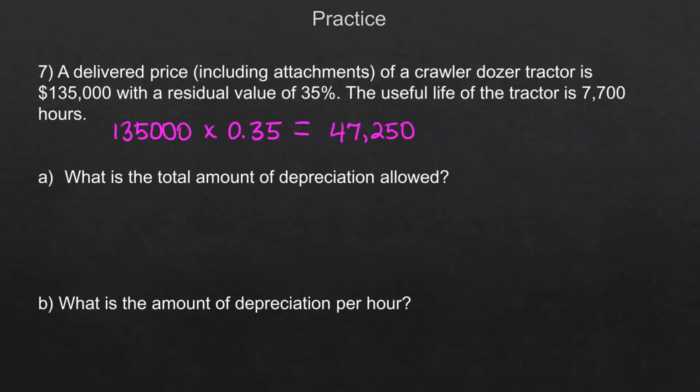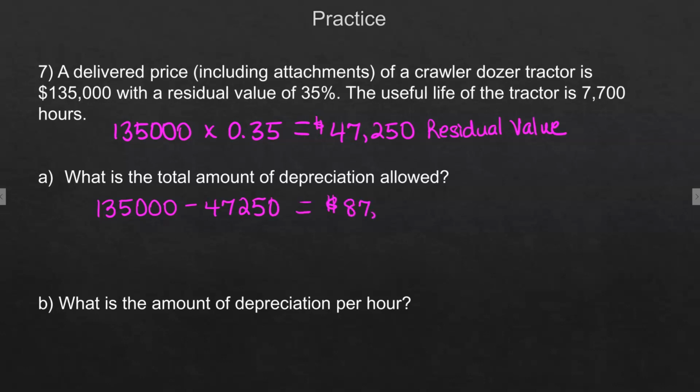At the end of 7,700 hours. And this is the residual value. What is the total amount of depreciation allowed? Well, that would be 135,000 minus the residual value. So we can depreciate $87,750.